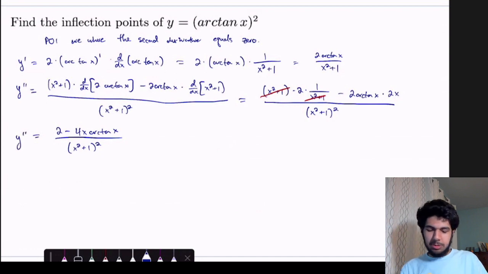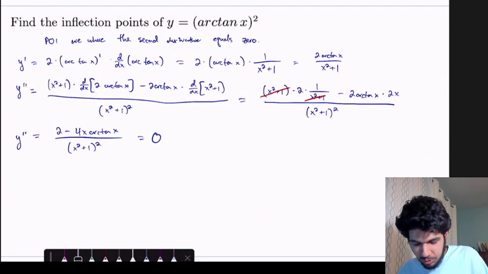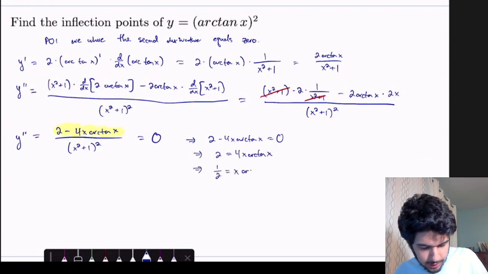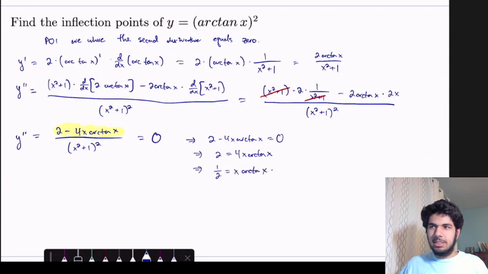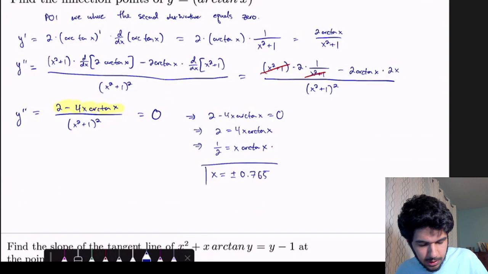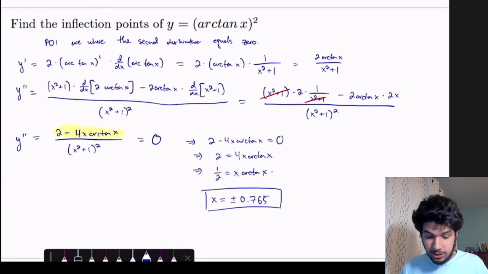And we want this to equal 0. So for this to equal 0, we need the numerator to equal 0. Right? So we want 2 minus 4x arctangent of x to equal 0. Which means we want 2 to equal 4x arctangent of x. And we want 1/2 to equal x arctangent of x. And this is not easy to solve by hand, so you can use a calculator. Should get x equals plus or minus 0.765. And those are our points of inflection.